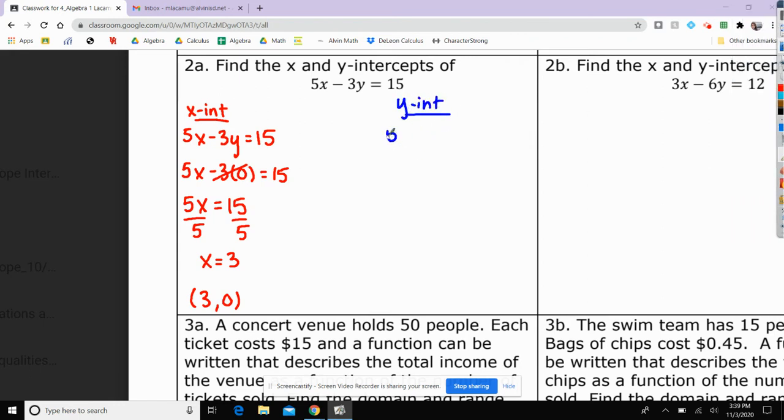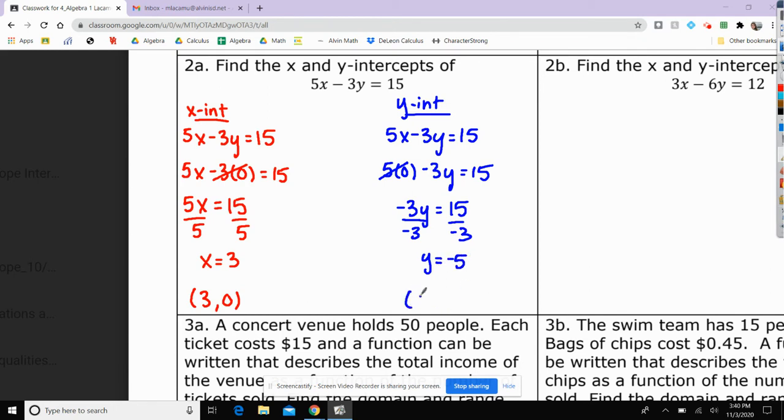Now the y-intercept is going to be 5x minus 3y equals 15. But this time we're going to replace the x with the 0. So 5 times 0 minus 3y equals 15. 5 times 0 is 0, so we can cross that out, and we get -3y is 15. Divide by -3 on each side, so y equals -5, which means 0, -5 is our y-intercept.